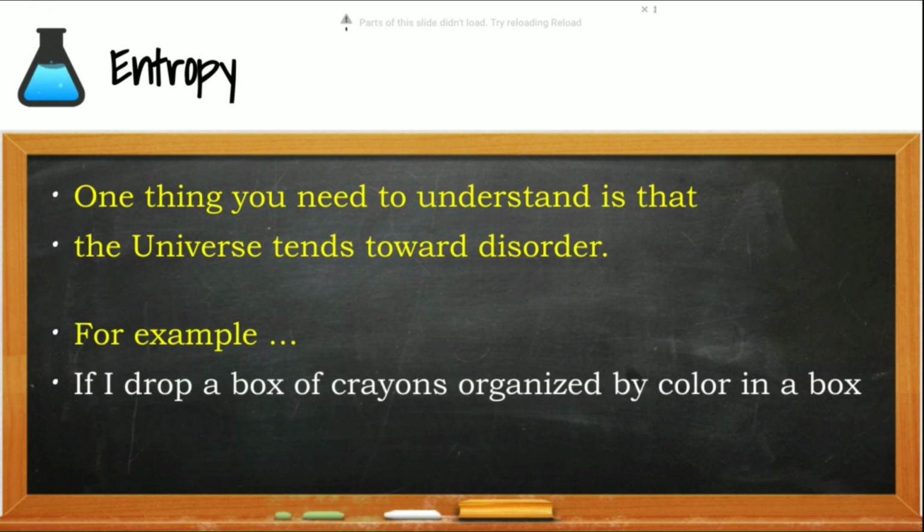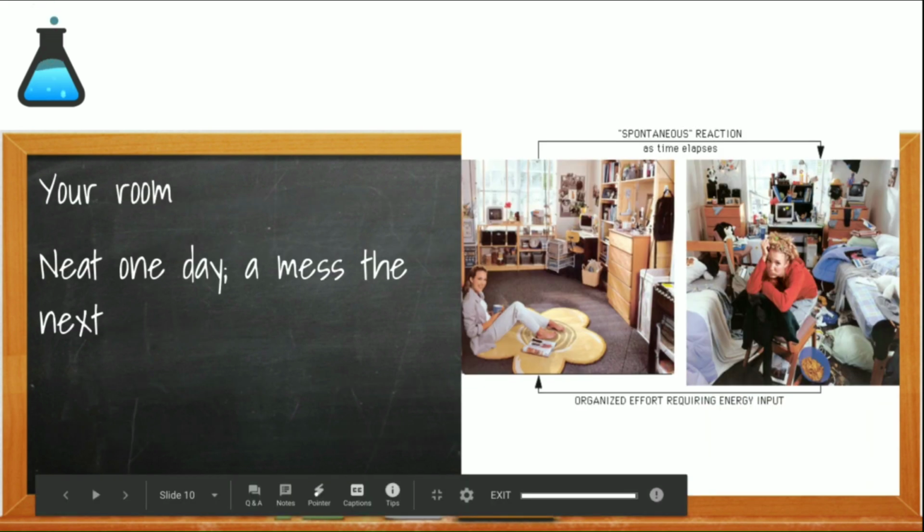So if I drop a box of crayons on the floor, it's always going to become scattered and it's not going to drop and arrange the crayons in color order. Another example of entropy is your room. One day you clean your room and the next day it's a mess.